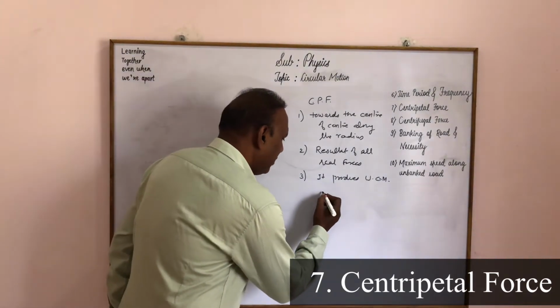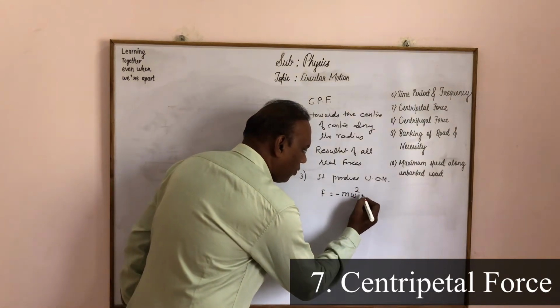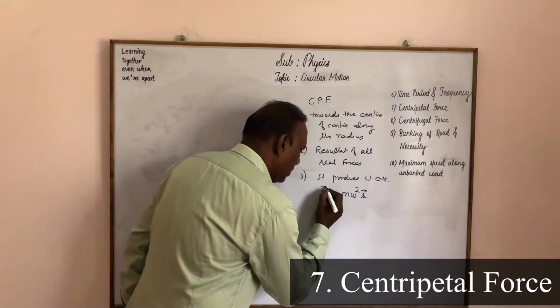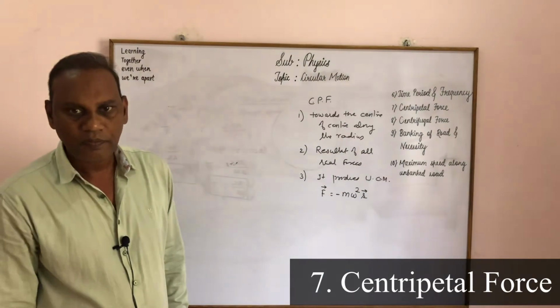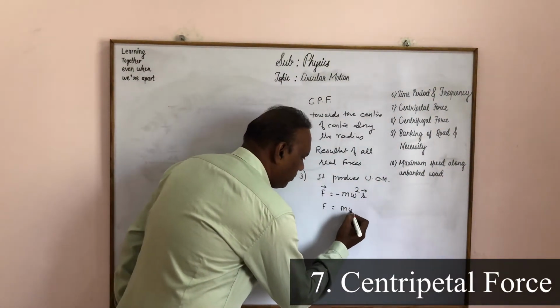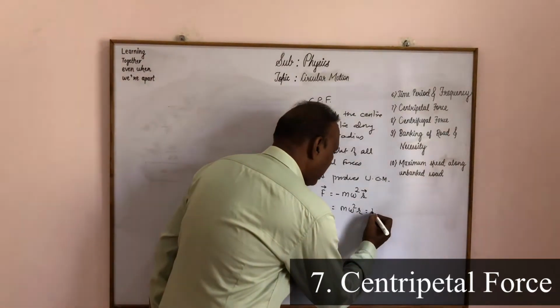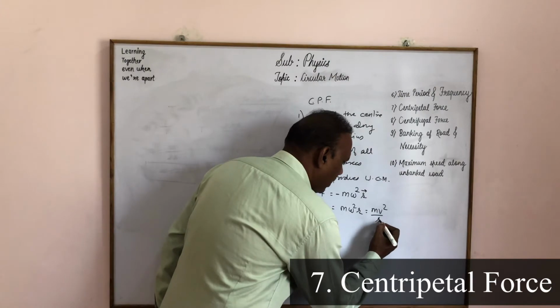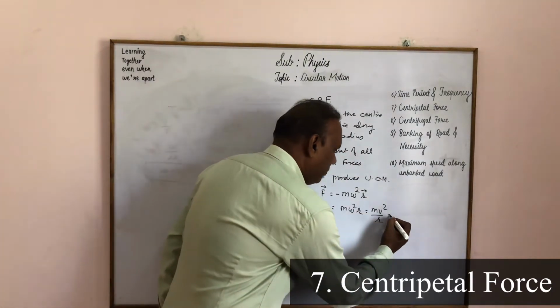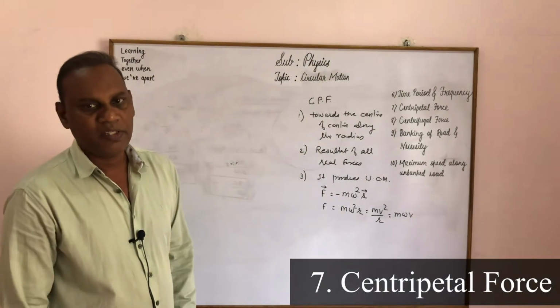It is given by centripetal force equals minus m omega square r. This is in vector form. In magnitude, we can write F equals m omega square r, or m v square by r, or m omega v. These are the different forms in magnitude.